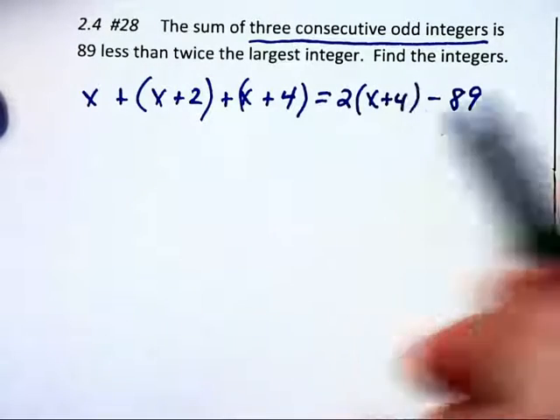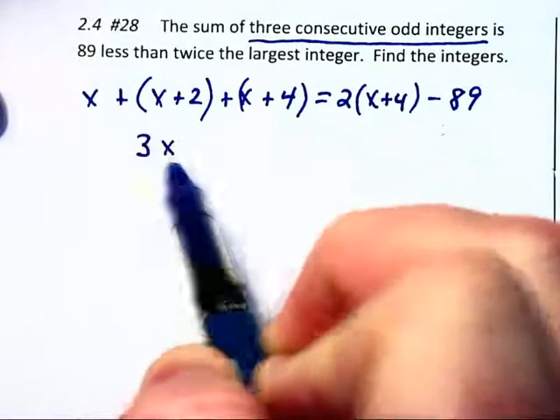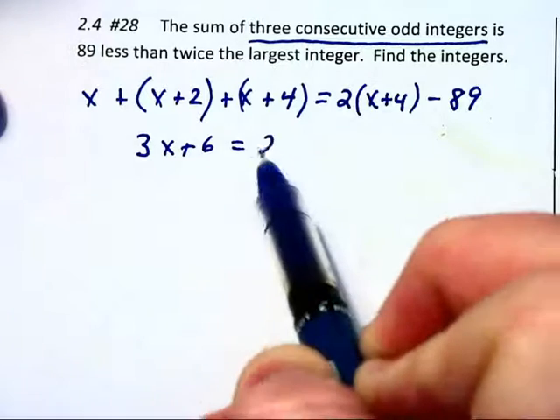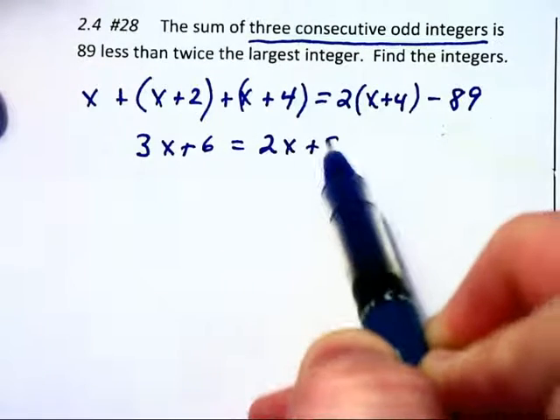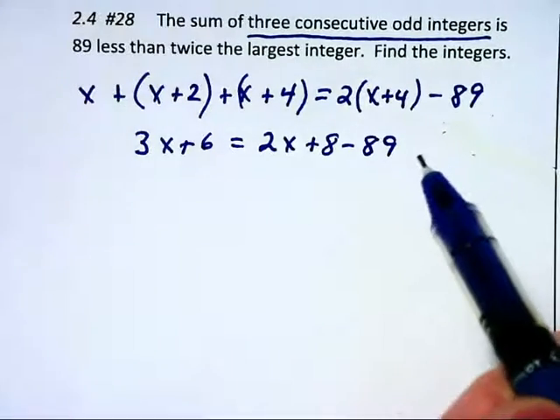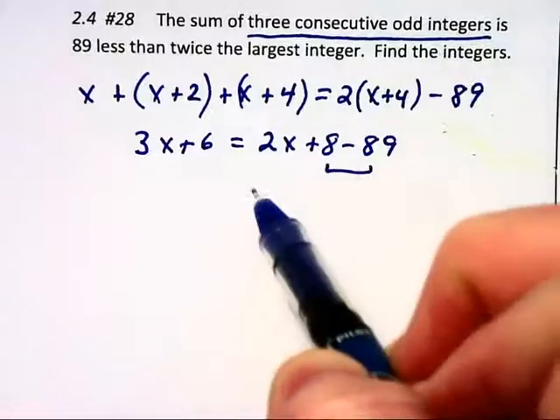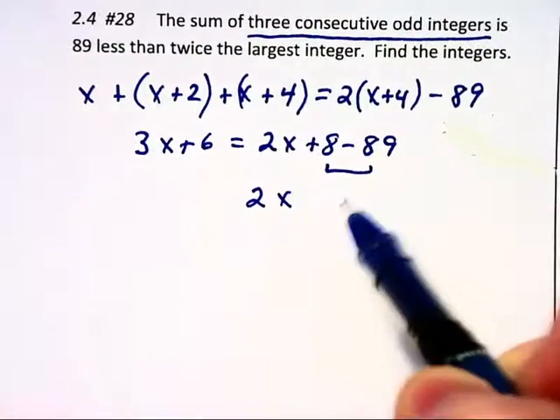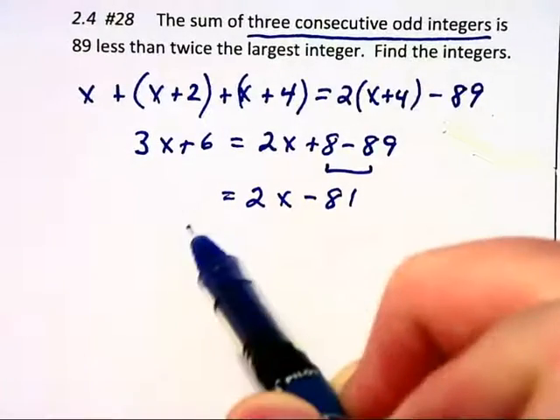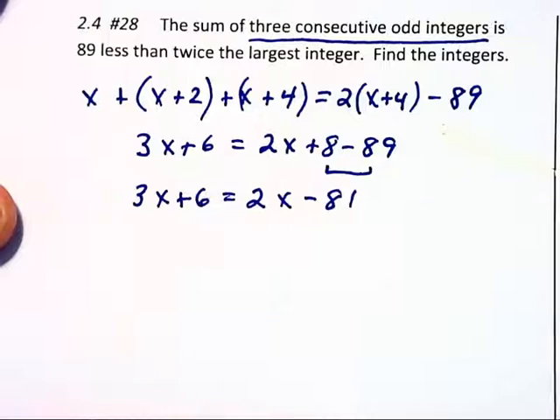4. When we combine like terms on the left, we get 3x plus 6, and on the right, doing our distribution, we have 2x plus 8 minus 89. Okay, now we want to combine like terms on the right, so that gives us 2x minus 81 is equal to the 3x plus 6 on the left-hand side.